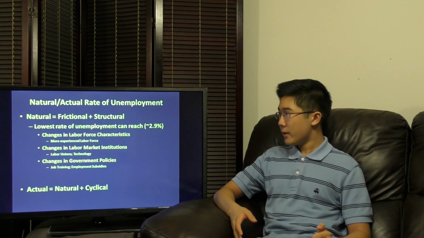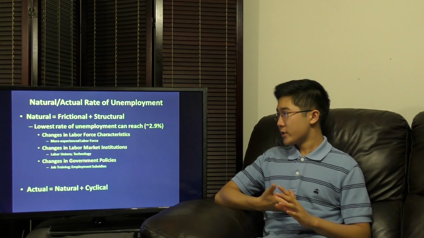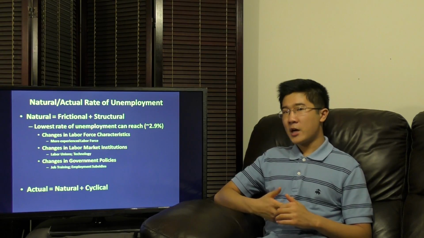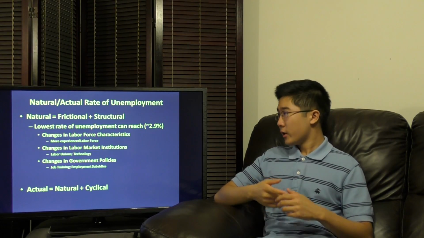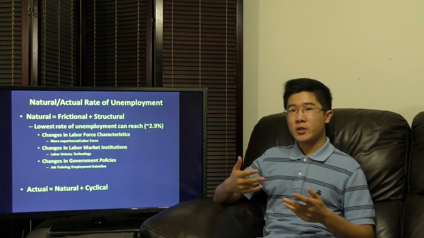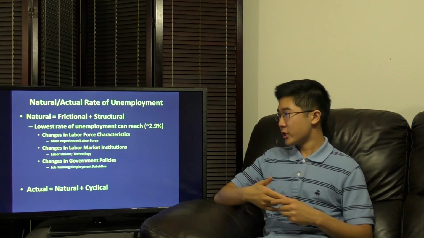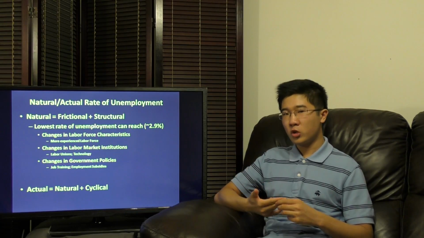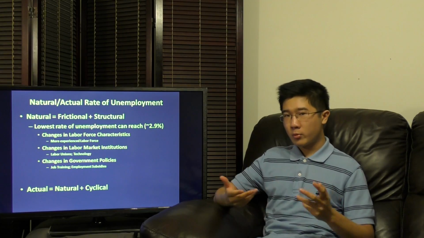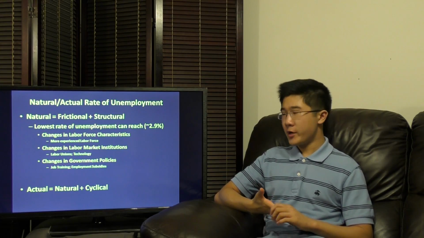Now, of course, the natural rate can be affected and changed in the long run. For instance, changes in labor force characteristics: a more experienced labor force is obviously different from a less experienced and more fragile labor force of teenagers, per se. Secondly, labor unions, more advanced technology, labor market institutions, and things that help people look for jobs, like online job searching, can also affect frictional and structural unemployment, and thus the natural rate. And lastly, government policies, such as job training, which can help decrease frictional unemployment or maybe even structural unemployment, and employment subsidies can also affect the natural rate of unemployment.